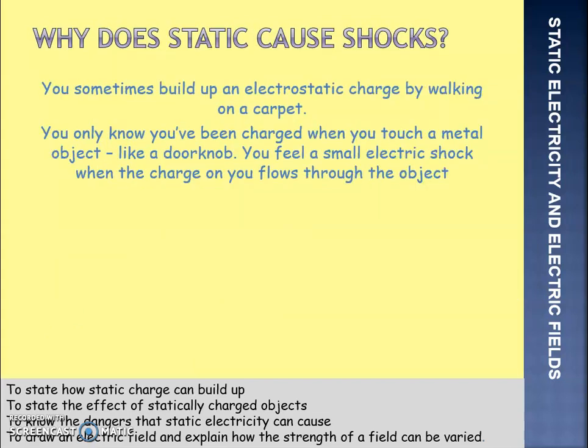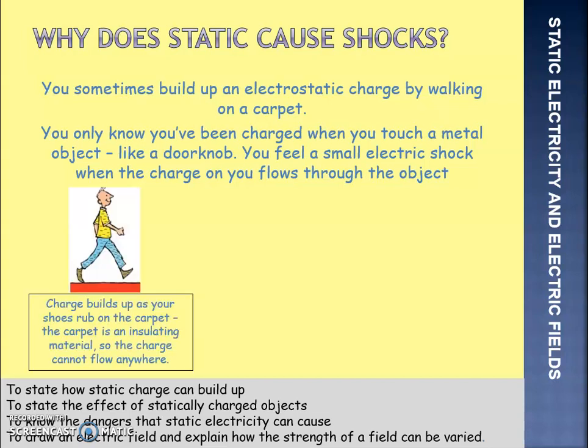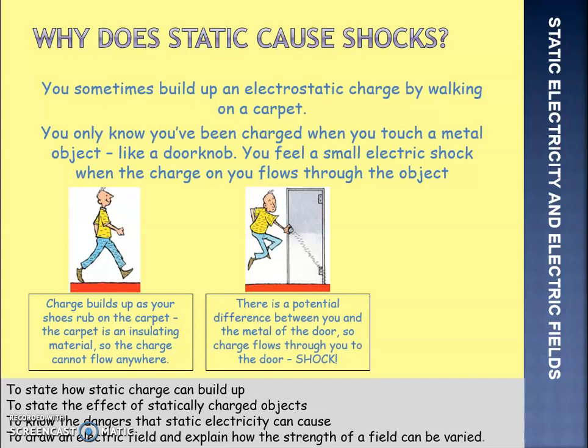Now you sometimes build up electrostatic charge by walking on a carpet, and you only know you've been charged when you touch a metal object such as a doorknob. You'll feel a small electric shock when the charge on you flows through that object, and that's the shock that you feel. So charge builds up on your shoes, as your shoes rub on the carpet. Carpet's an insulating material, so the charge can't flow anywhere. There's a potential difference then between you and the metal of the door, so the charge flows through you to the door.